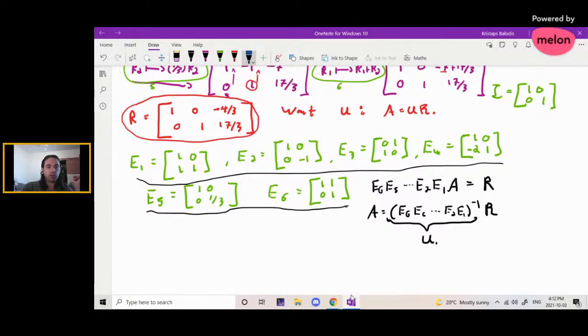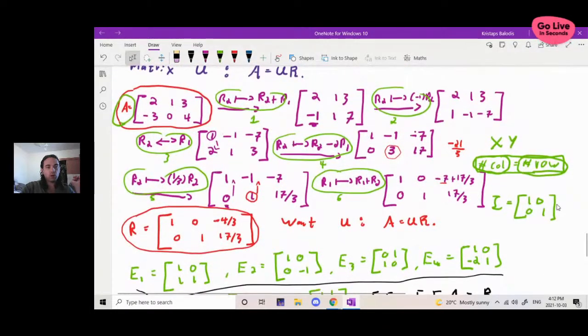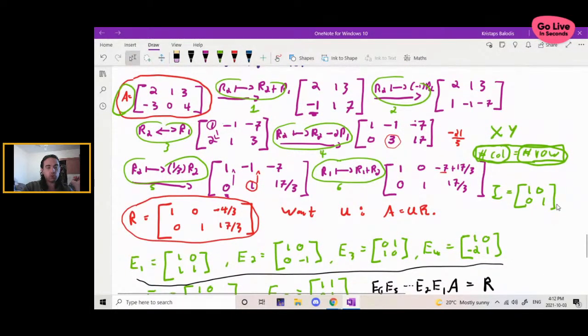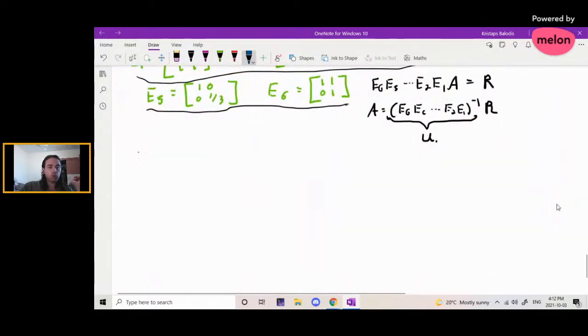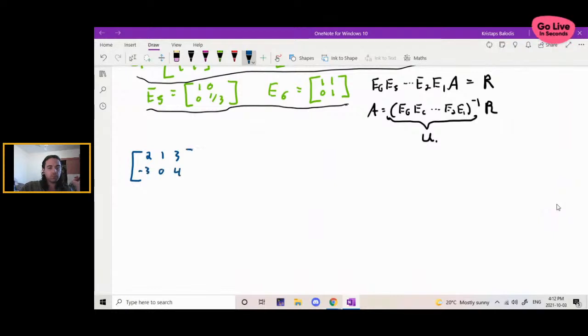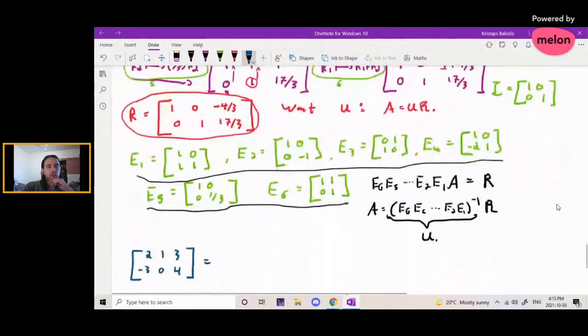So what do I mean by that? So here, A is 2, 1, 3, minus 3, 0, 4. So we want to solve, so we have 2, 1, 3, minus 3, 0, 4. And we would like a matrix.